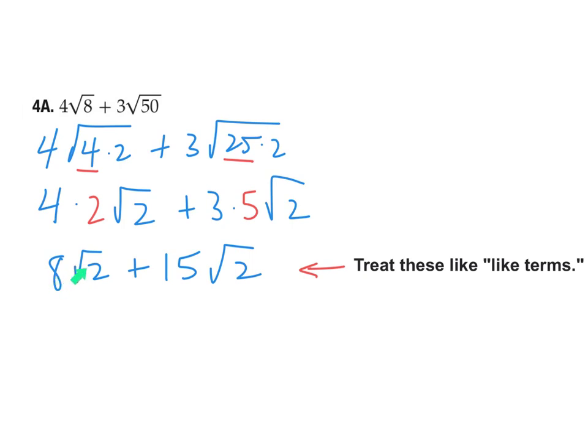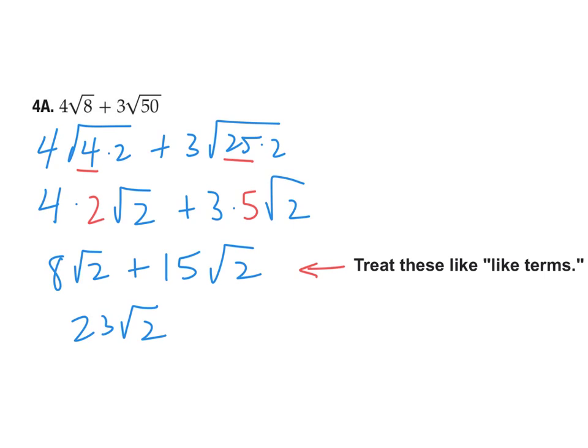Over here I have 8 square roots of 2. Over here I have 15 square roots of 2. Add them together. I'm going to get what? 23 square roots of 2. So really all you're doing is adding the front parts together like they are like terms, and then the radical 2 stays the same. Okay. That's it? That's it.